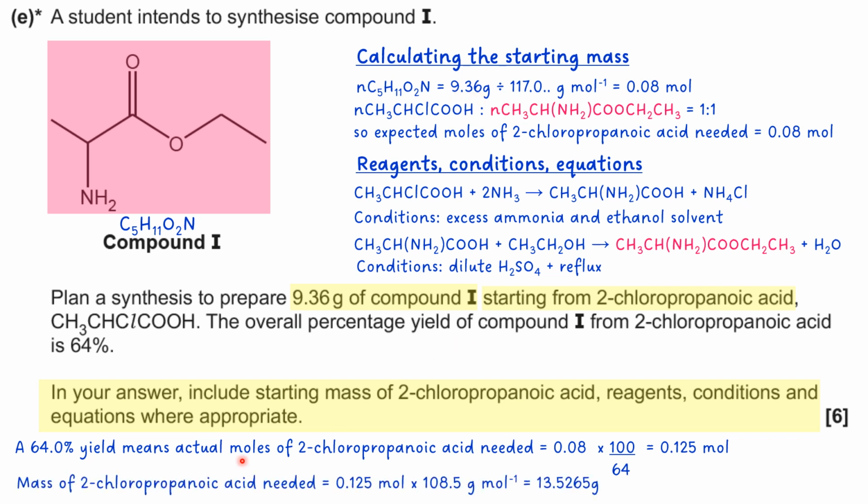Converting that into a mass of 2-chloropropanoic acid that you need, you multiply the moles by the Mr of 2-chloropropanoic acid, which is 108.5 grams per mole, which gives us 13.5265 grams required.